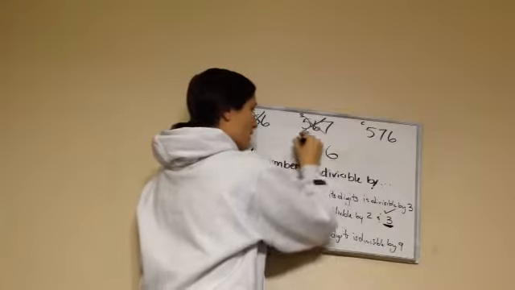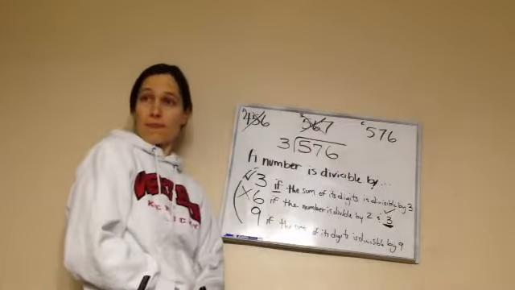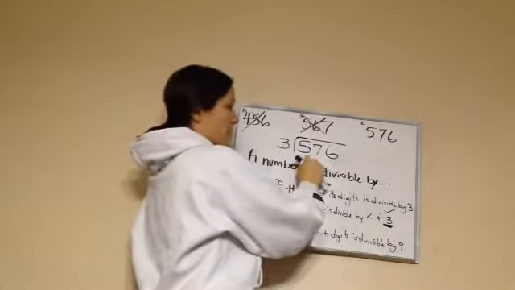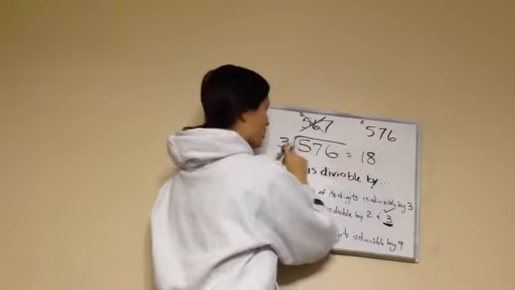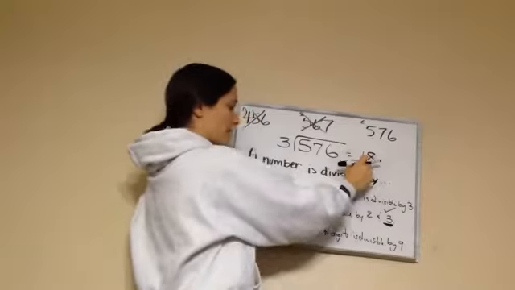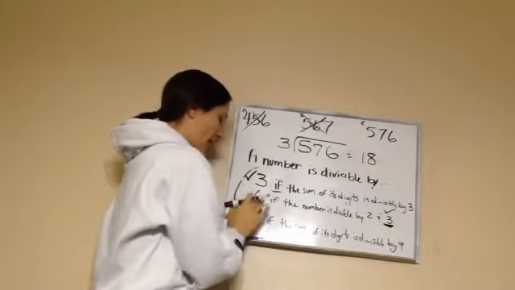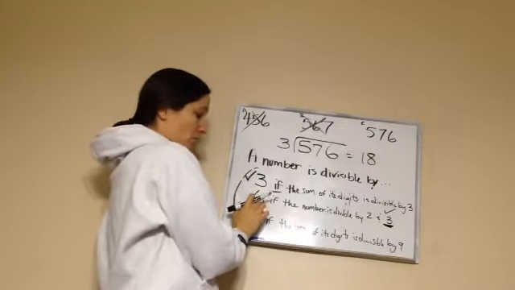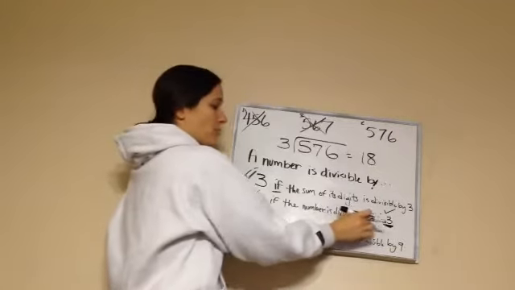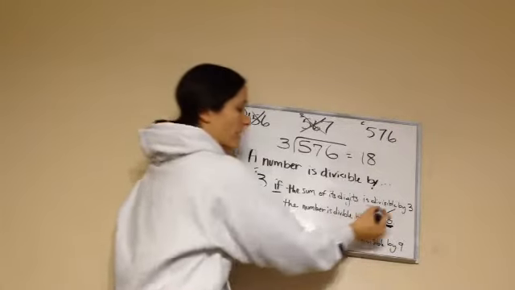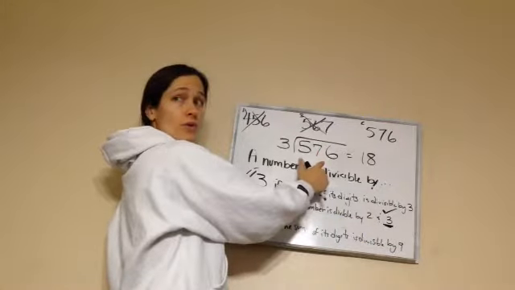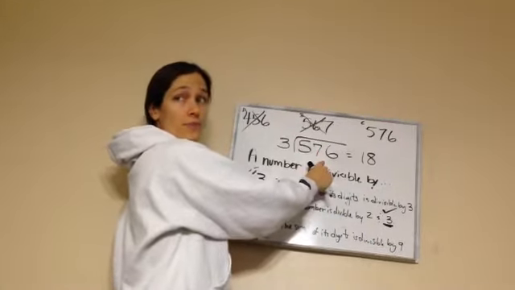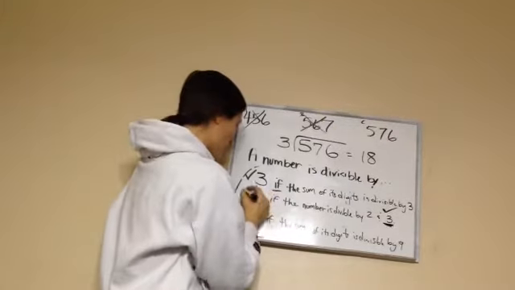576. Okay. Is that divisible by 3? Yes, because they're still the same numbers and we're just adding them. And so it equals 18. Does 3 go into 18? Yes, 6 times. So we know this one works. Okay, let's try 6. It's divisible by 6 if the number is divisible by 2 and 3. We know that 3 is. Will it be divisible by 2? Yes, because it's an even number. Very good. So check mark.